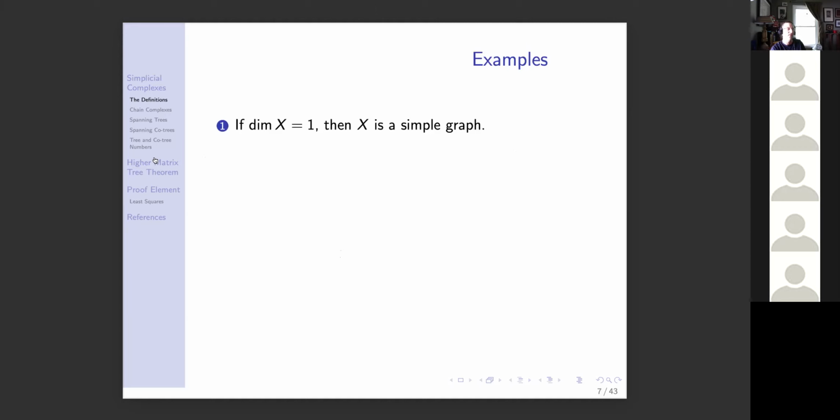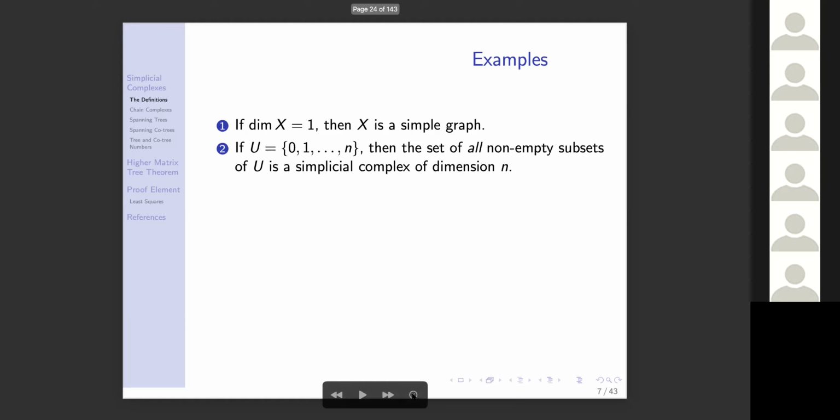Okay, here's an example that you've already encountered. If you have a one-dimensional simplicial complex, something which involves vertices and edges, then that's a simple graph in the sense of the previous two talks. That is, it's a graph with the property that any pair of vertices has at most one edge connecting them. So a dimension one simplicial complex is a graph.